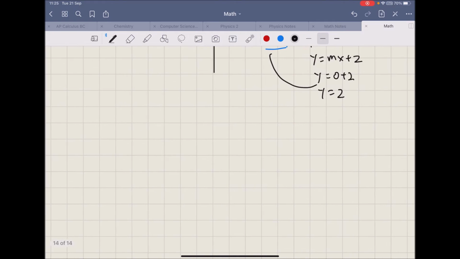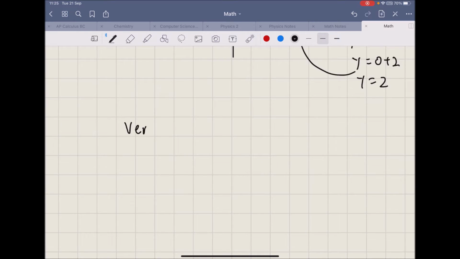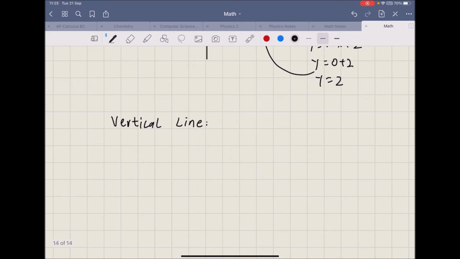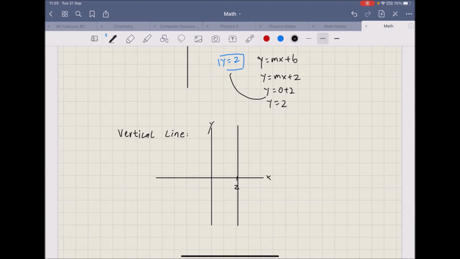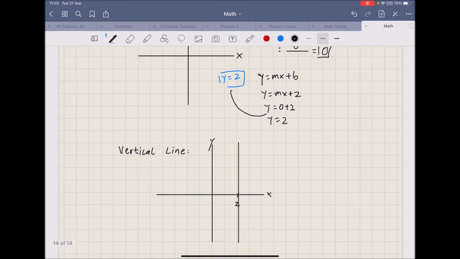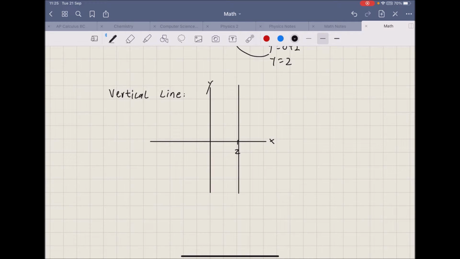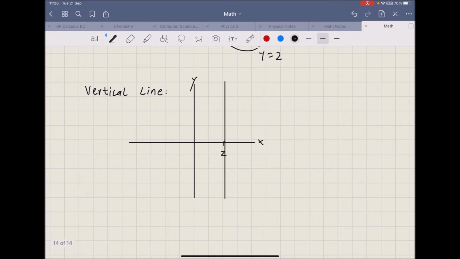So now let's look at a vertical line. Let's say it's 2. The vertical line looks something like this. So a vertical line is parallel to the y-axis but perpendicular to the x-axis. And this might be a bit confusing, but the slope of a vertical line is actually undefined. So basically it does not have a slope. You can see from the formula here.